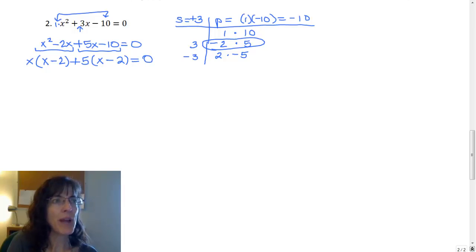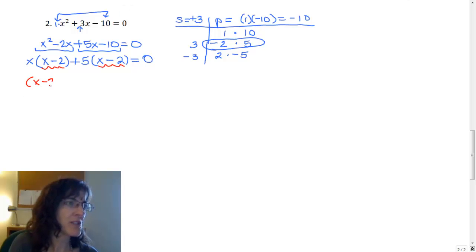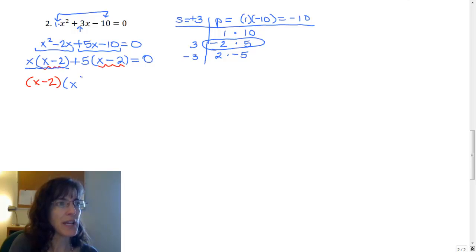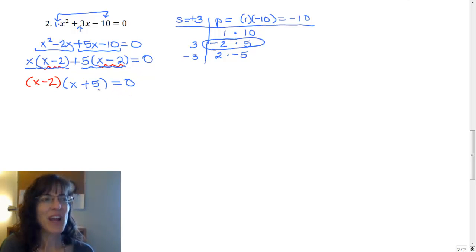Now I'm looking for a matching factor on both of these terms. There's one matching factor and there's the other. And so I can just pull that out to the front, x minus 2. And then what I have left is x minus 2 times what will give me this first term here. The answer is x. X minus 2 times what will give me this whole second term here, and the answer is a positive 5. So that one's factored now, and I can look at the 0 factor property.